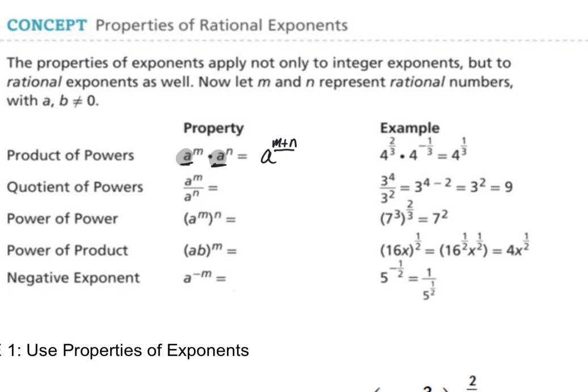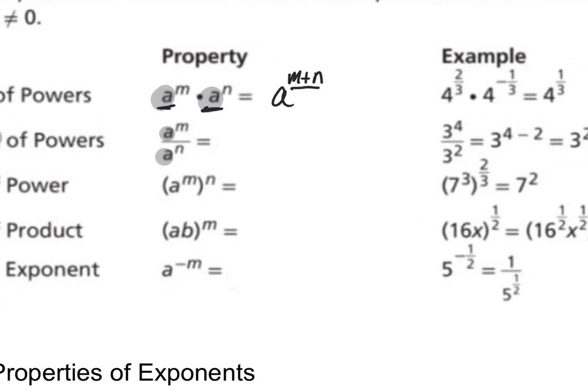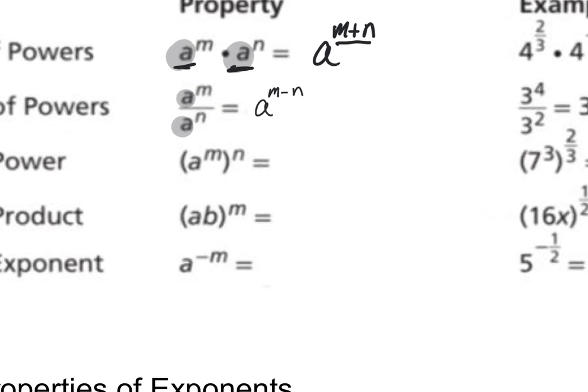When you have a quotient, so the first one's a product, the next one's a quotient. Again, those bases are the same. If the bases are the same, we can combine them. It's going to be a to the m minus n. We subtract the exponents in a quotient.